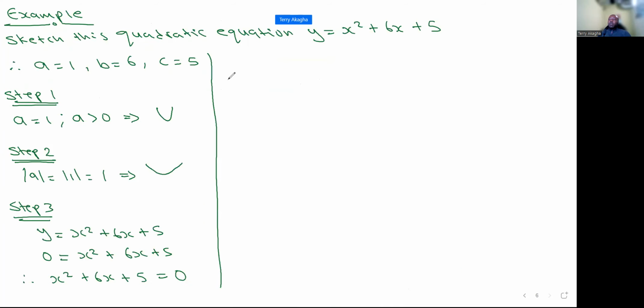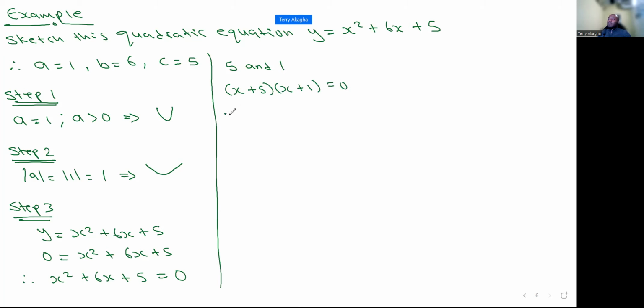So let's go back. I'm going to do the factorization method. I'm going to look for two numbers that I'm going to multiply that will give me 5, and I'll add them, and that will give me 6. And those numbers are 5 and 1. 5 times 1 will give me the 5. 5 plus 1 will give me the 6. So I can now put this as x plus 5, x plus 1. Then this is equal to 0.